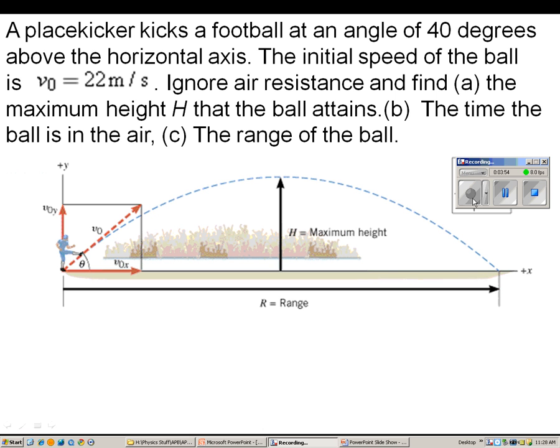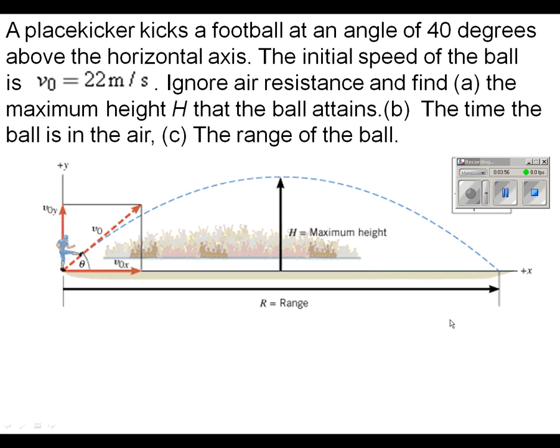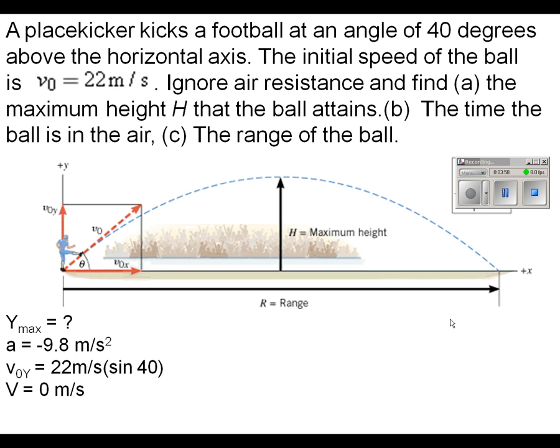So let's go ahead and find the maximum height of the ball. And we'll list out our givens here. Y max is what we want to solve for. The acceleration is negative 9.8 because this is a vertical direction problem. Maximum height is vertical direction. Initial velocity in the y direction is 22 meters per second times the sine of 40 because the 22 meters per second is this vector here. But we want this vector here.